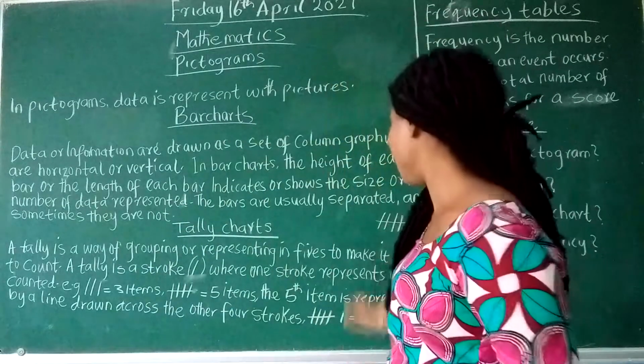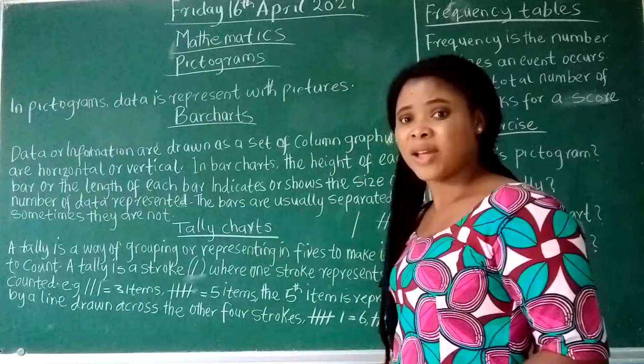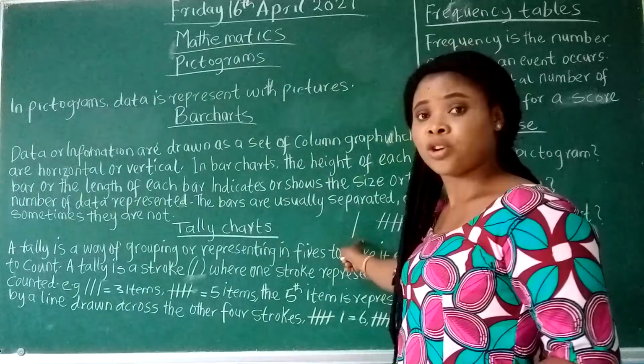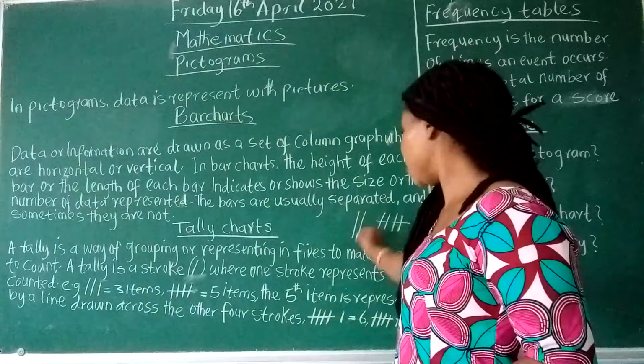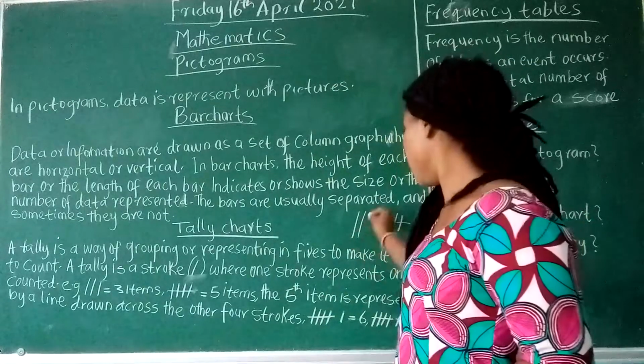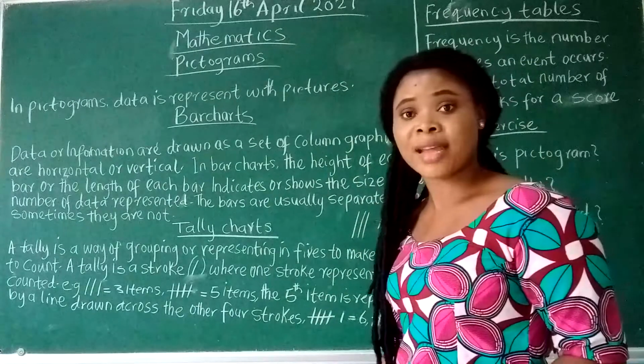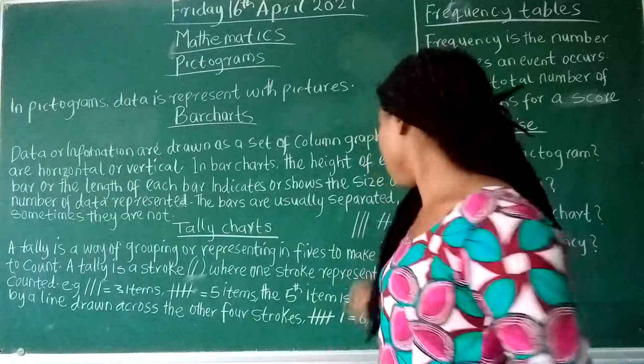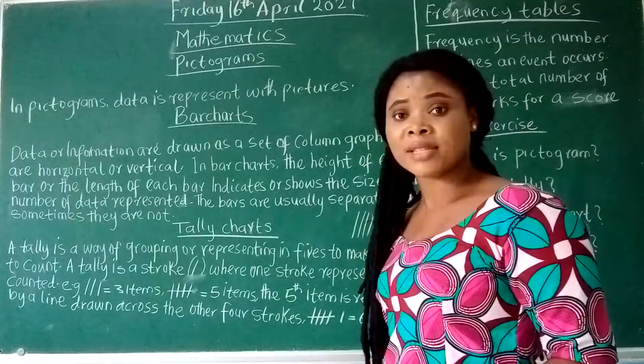And stroke simply means this. Just a straight line drawn. This shows stroke. This stroke now means 1. When we add another stroke, it means 2 items. When we count another stroke, it means 3 items being what? Counted. When you put this one, it means 4 items counted.